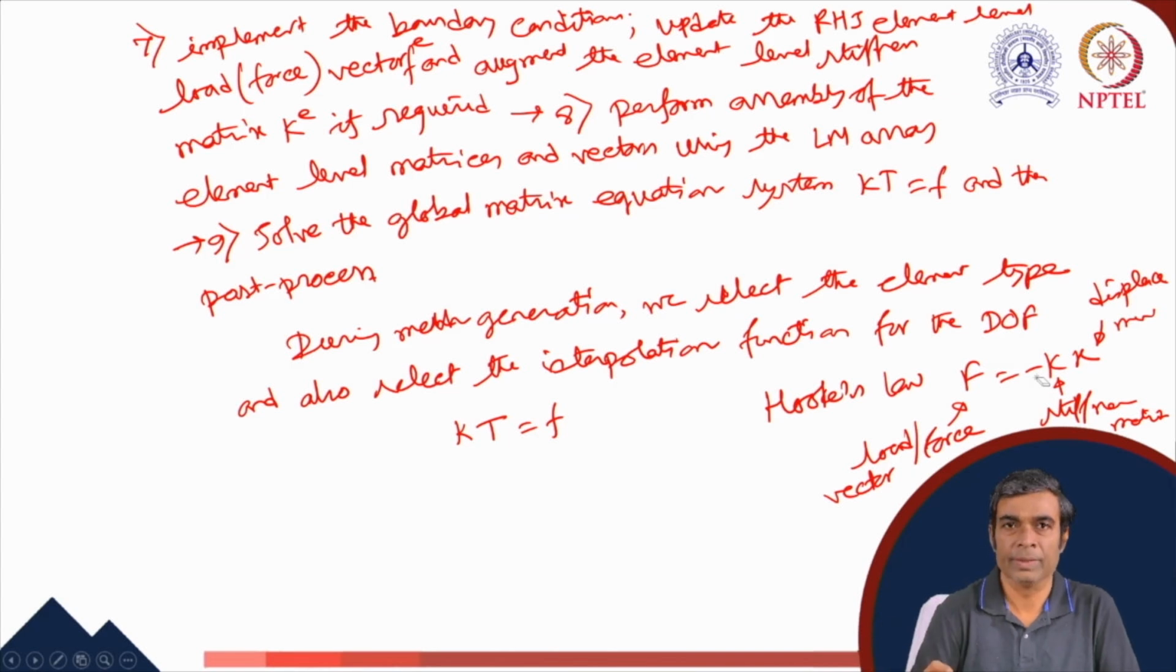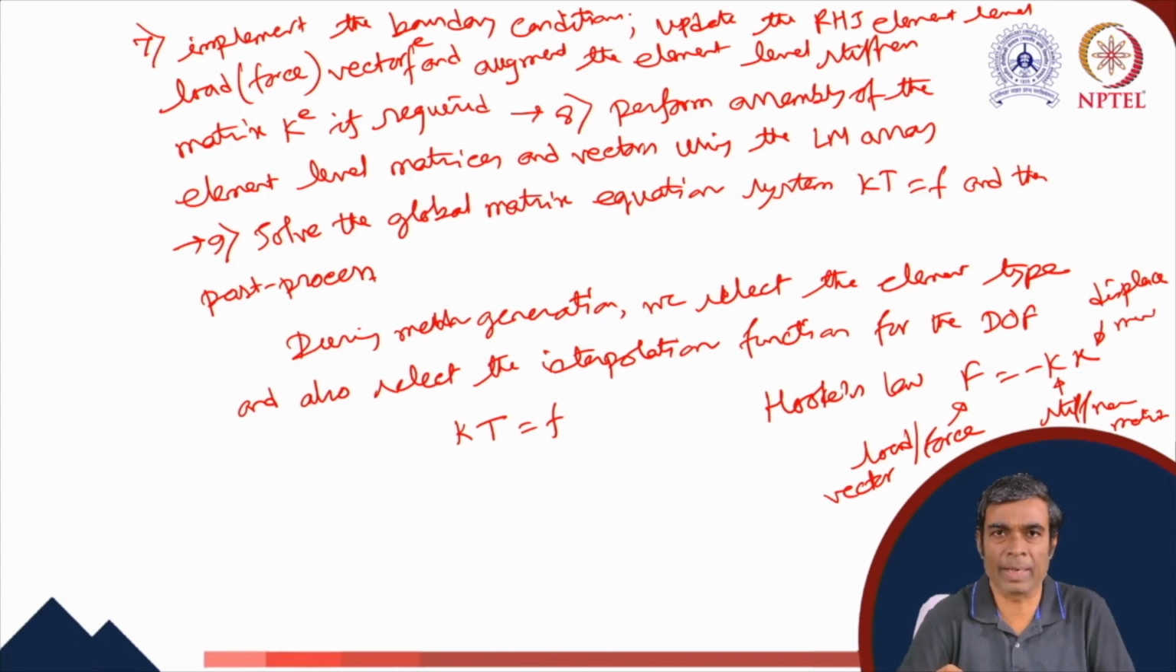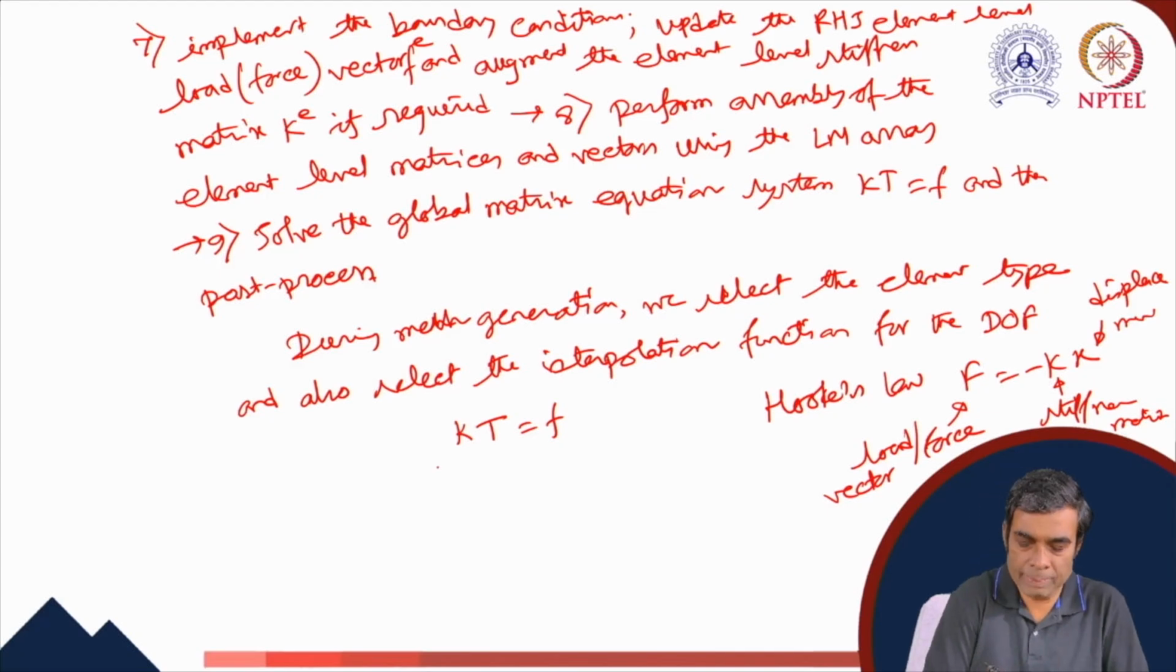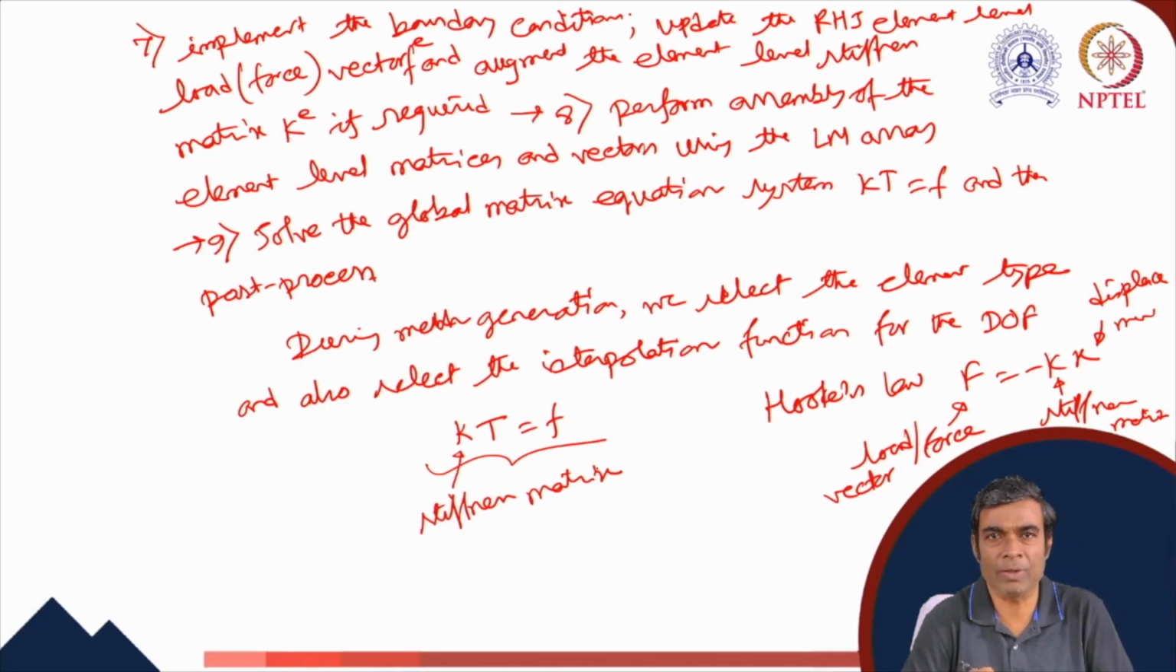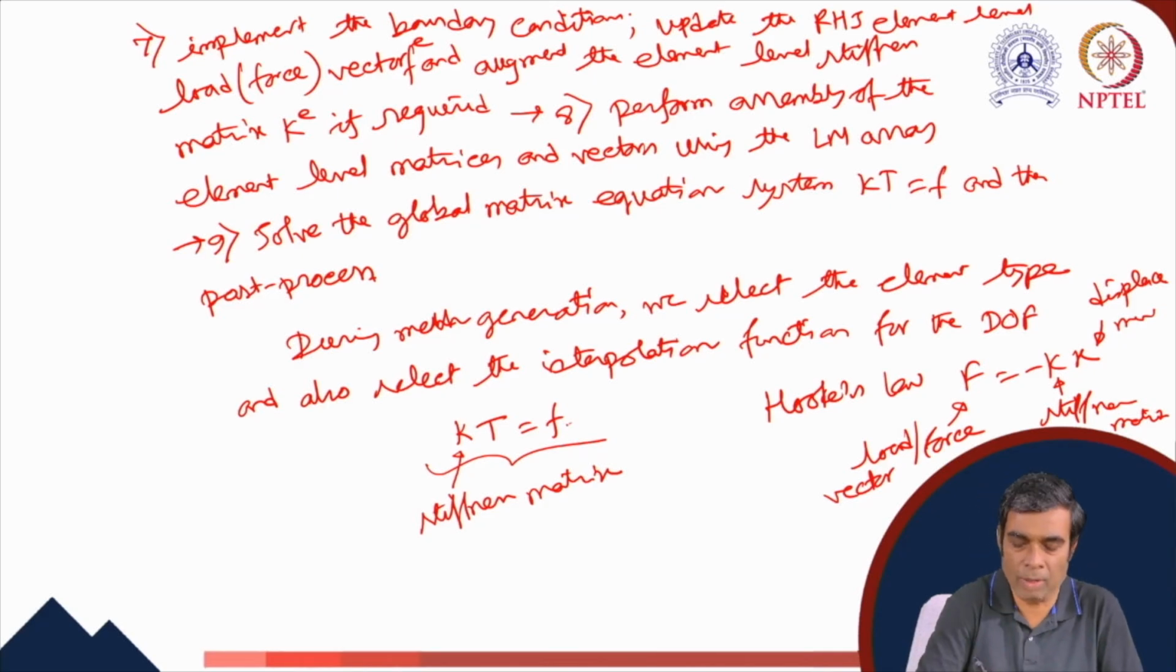Now, since FEM was developed in solid mechanics, the same terminology we just continue for this matrix equation system, where this assembled global matrix equation, even at the element level, is known as the stiffness matrix. Capital T is the displacement or degree of freedom or the unknown, and small f is the force or load vector.